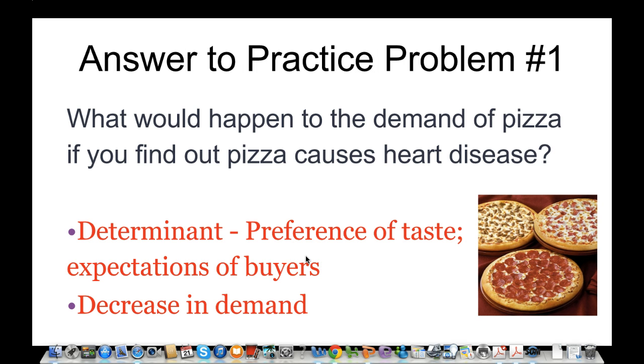So the answer to this first practice problem, you should have said that there was a preference of taste, or maybe you said expectations of buyers. Either one of those would have been correct, but the overall demand would have gone down due to this particular scenario. So let's move on to the second practice problem.